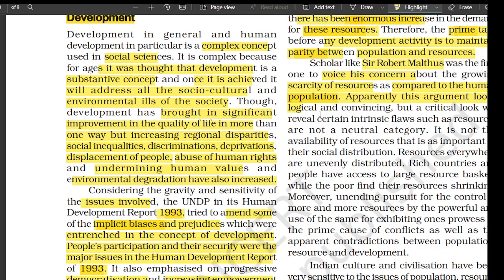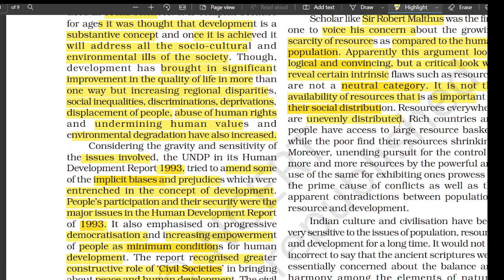Apparently, this argument looks logical and convincing, but a critical look will reveal intrinsic flaws. Resources are not a neutral category. It is not the availability of resources that is as important as their social distribution. Resources everywhere are unevenly distributed. Rich countries and people have access to large resource baskets, while the poor find the resources shrinking. Moreover, the unending pursuit of control of more and more resources by the powerful, and the use of the same for exhibiting one's prowess, is the prime cause of conflicts as well as the apparent contradictions between population, resource, and development.